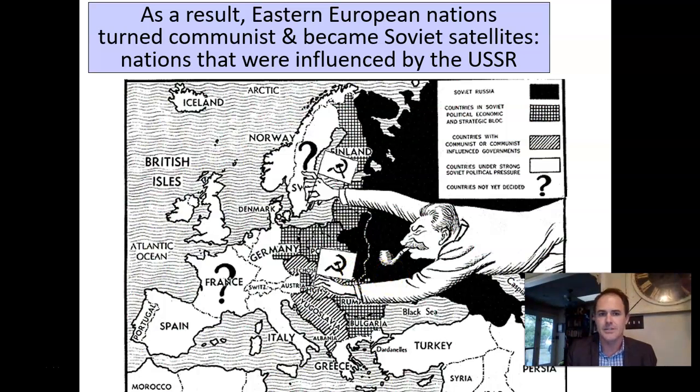So these Eastern European nations either were completely controlled by the Soviet Union, that's the area in black, or they were countries that were communist and Soviet satellites. In other words, nations that were influenced by the USSR. You see there Finland, Poland, Bulgaria, Yugoslavia, Eastern Europe, right? And in the West, you have areas under the influence of the United States and Great Britain.